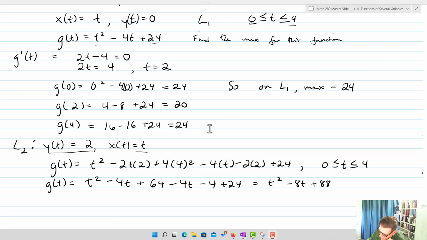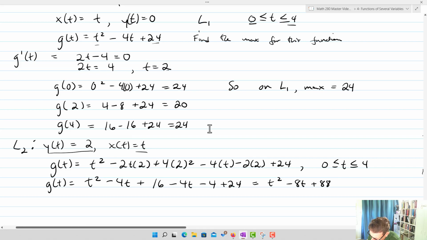All right, I made a calculational error. This is actually 4 times 2 squared, and so that should be 16. So what that gives me is t squared minus 8t, and then plus 36.